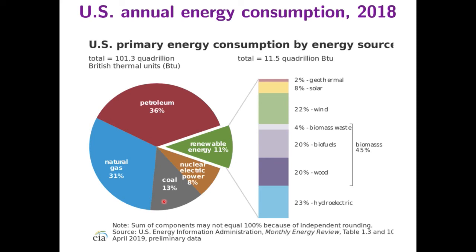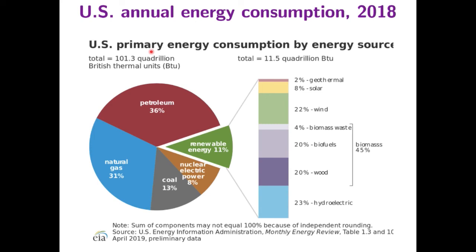Now, what I want you to take away from this pie chart and the concept of primary energy is that this is all of the energy used for planes, trains, automobiles, air conditioning, heating, lighting, microwaving, hot water, you name it. So we use a phenomenal amount of primary energy, and some of that primary energy is used to produce electricity.